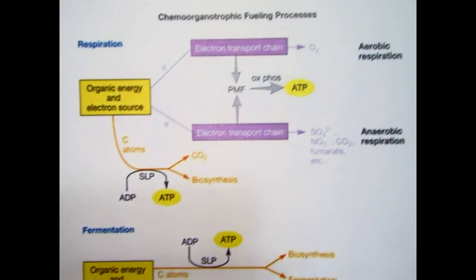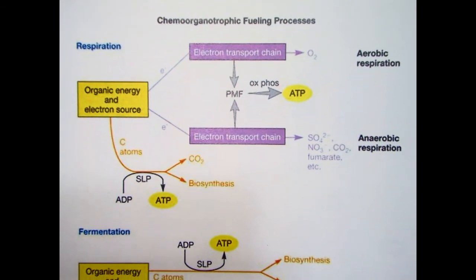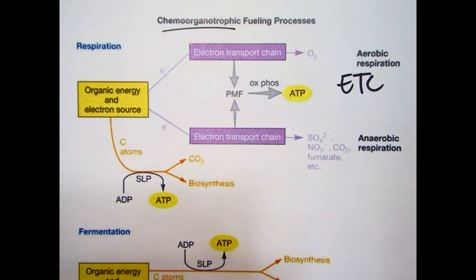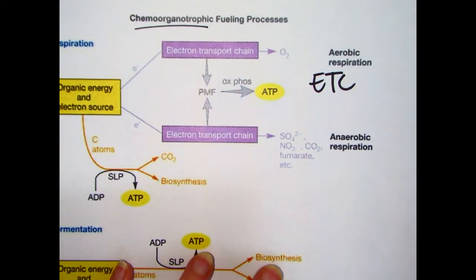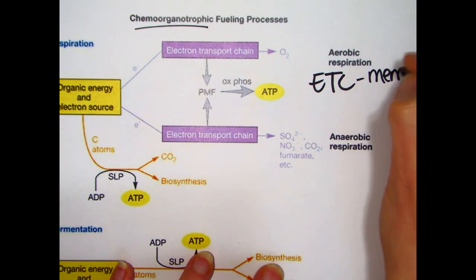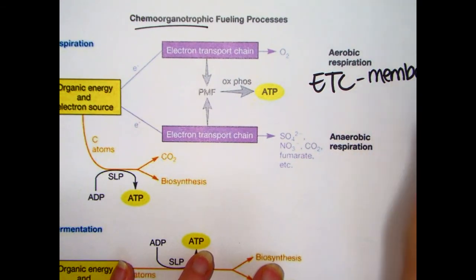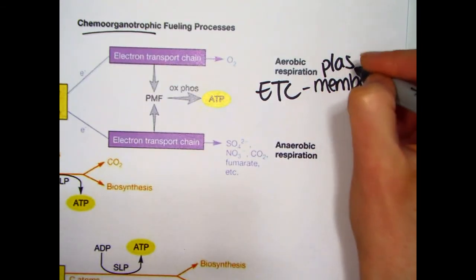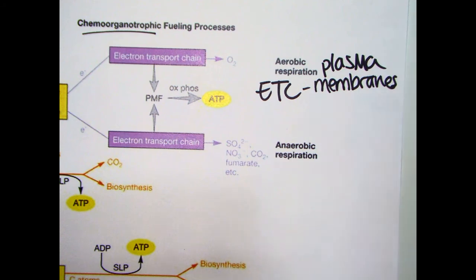All right, this is a figure from your book, Chemoorganotrophic Fueling Processes. So again, we are starting with an organic compound to get our energy and electrons. So if things are respiratory processes, then they have an electron transport chain. And so hopefully you remember that electron transport chains have to be in membranes. In the bacterial cell, this has to be the plasma membrane, because that's the only one that it has got.